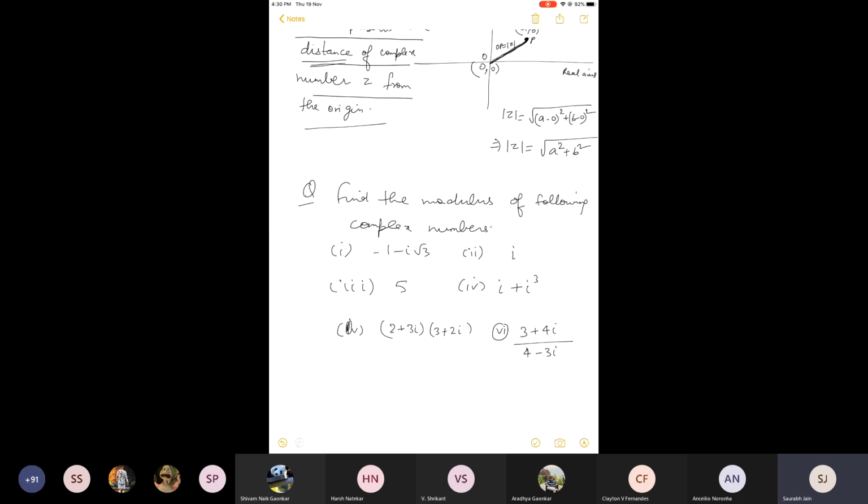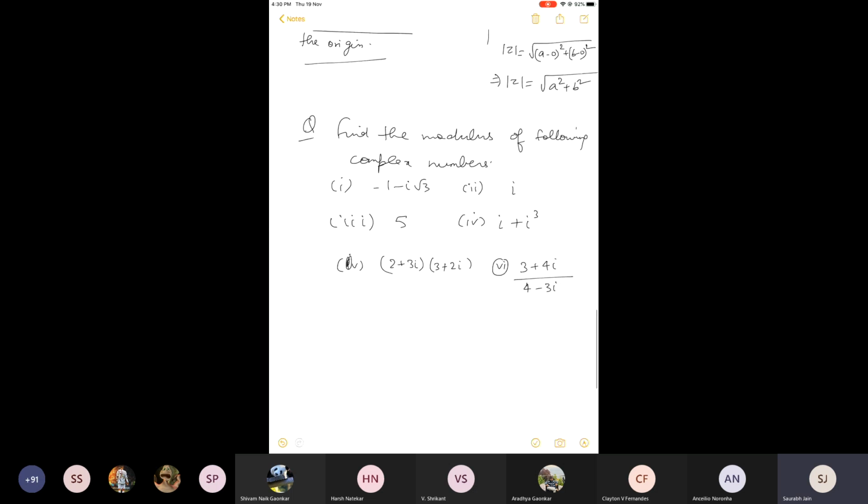Yes, have you solved all the parts? Who will tell me the answer of the first part? 2. Yes, correct. See, simple explanation. Under root of minus 1 whole square minus root 3 whole square. This will come out to be 2.